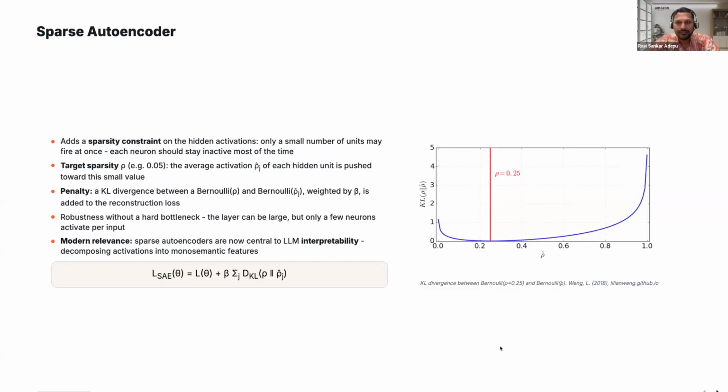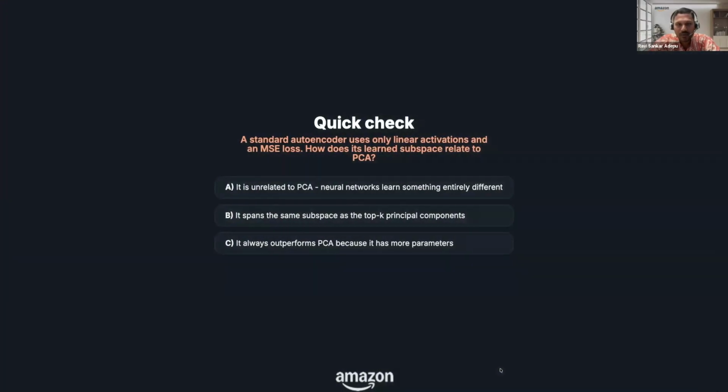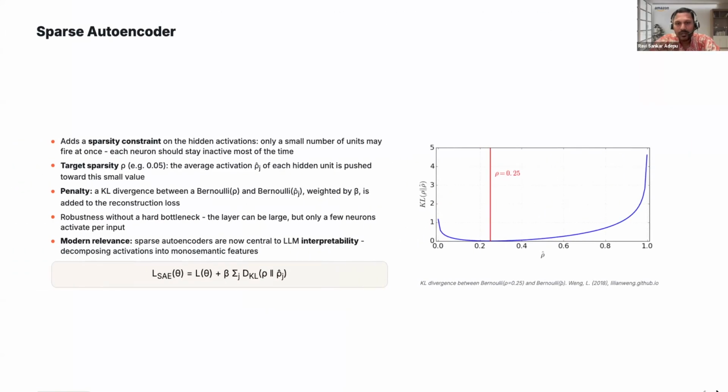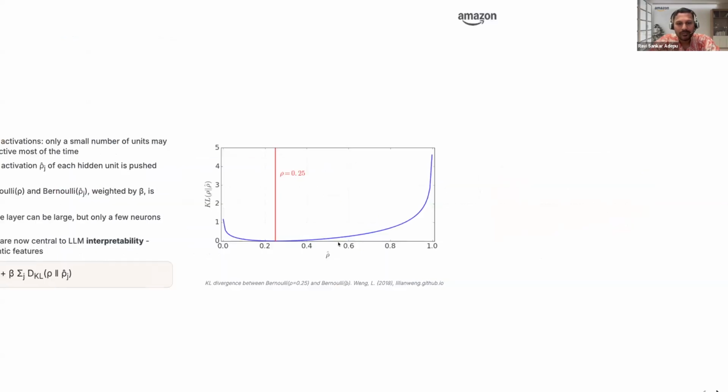Researchers train them on a model's internal activations to break them into sparse monosemantic features. These are individual directions that correspond to human interpretable concepts. That's how they're related to the LLM interpretability concept also.